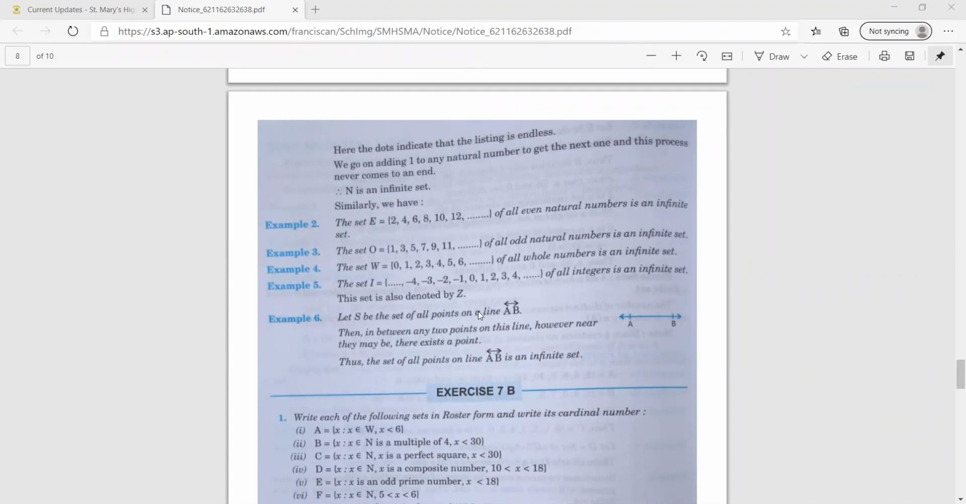Let S be the set of all points on line AB. So here there is a line AB and S is a set which consists of all the points. Then in between any two points on this line, however near they may be, there exists a point. Thus, the set of all points on this line will be an infinite set. The meaning of all this is, if you take 2 points anywhere on this, you can put any number of points between them. That's what they are saying. So this also will be infinite. Means here there are an infinite number of points.